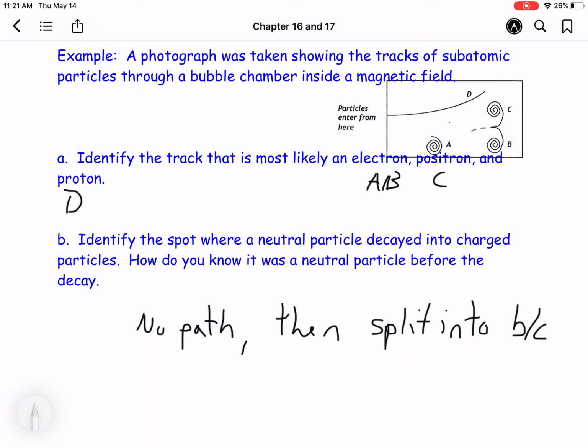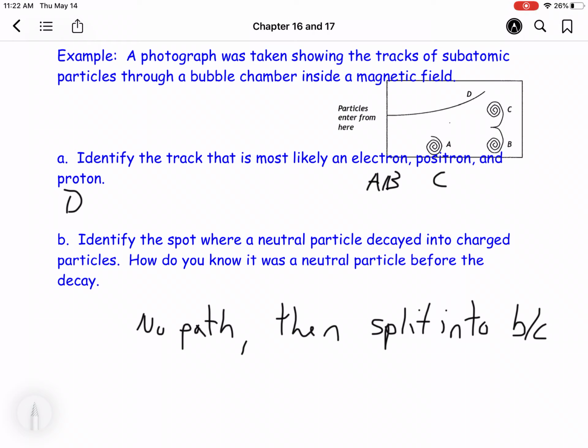A positron is C. A positron is the opposite of an electron, so it'll curve the opposite way because it has opposite charge, but should have the same size circle. And a proton will still curve, but it's so much heavier that it's going to curve much less. It's going to get a much bigger circle, right? Okay, so those are the electron, positron, and proton.